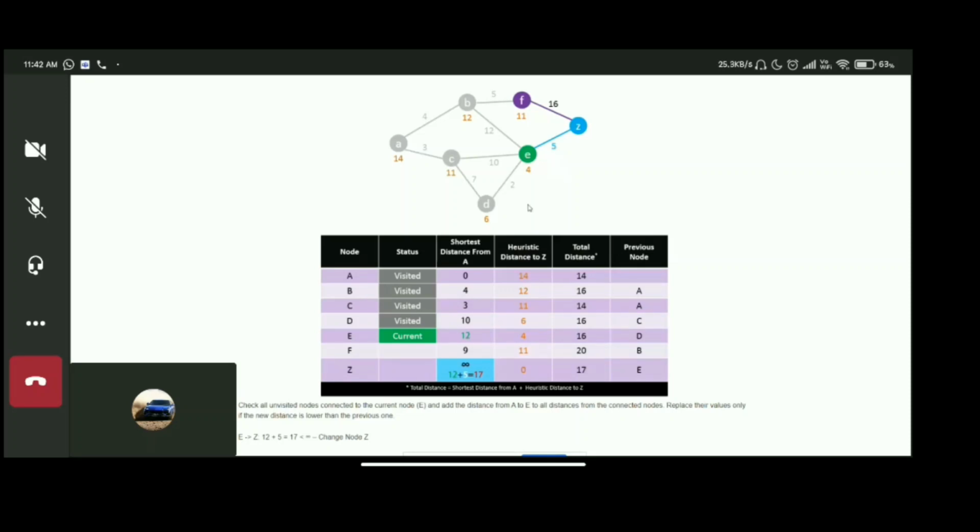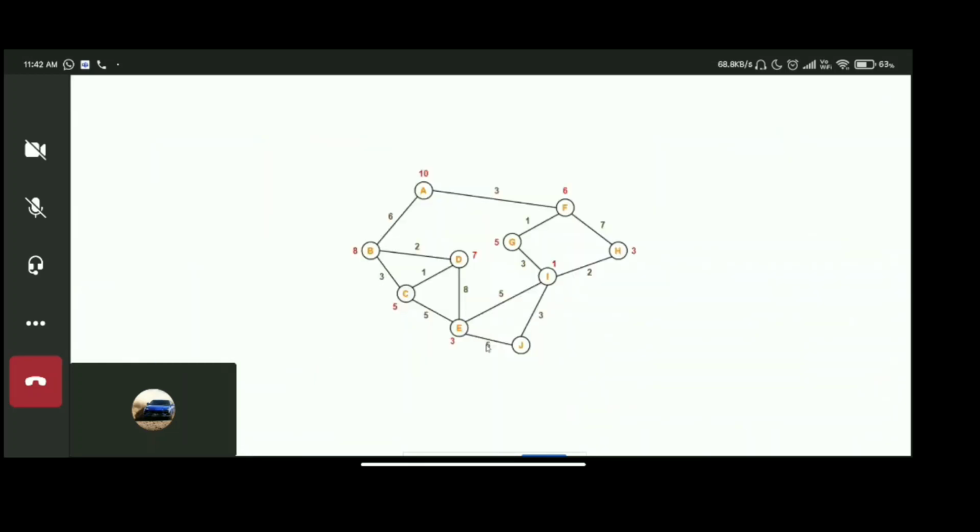Okay, let's do one more example. See, I'll ask you people to do it. You need to find shortest path from B to J using A-star algorithm. You have 15 minutes for finding it. Shortest path from, okay, consider from A to J. Let's make it more complex. Shortest path from A to J.